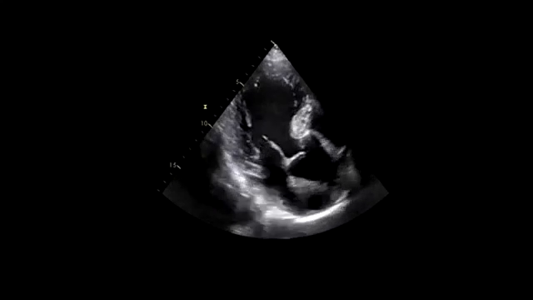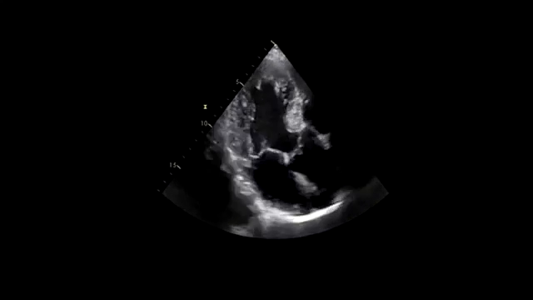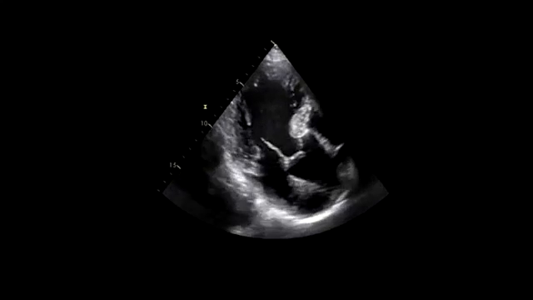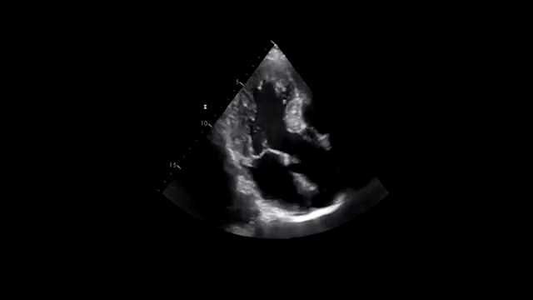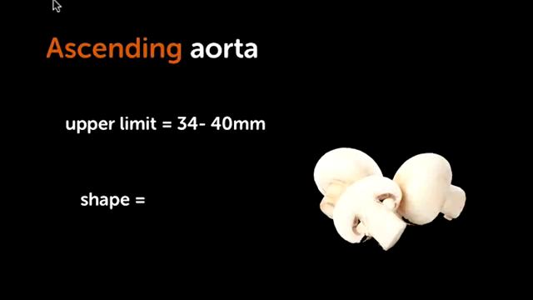This time it's seen from an apical long axis view. This view is not as good usually as the parasternal long axis view. So if you want to quantify the size of the aorta, rather use the parasternal long axis view. Where are the upper limits of normal for the ascending aorta? Somewhere in the range of 34 to 40 millimeters, depending on gender and body surface area.